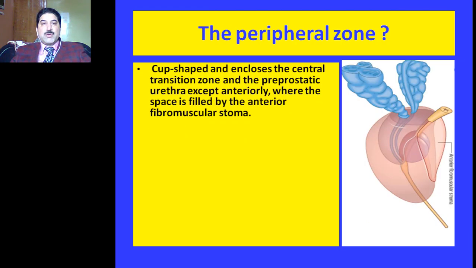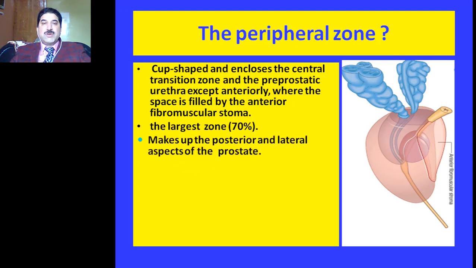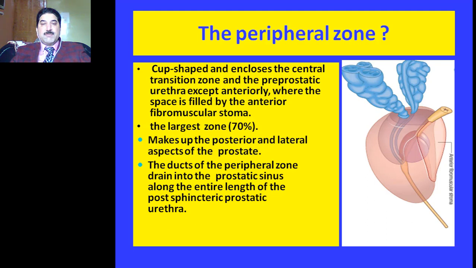The peripheral zone of the prostate is cup-shaped and encloses the central and transition zones. This is the largest zone of the prostate, accounting for 70% of glandular tissue, and it makes up the posterior and lateral aspects of the prostate. The ducts of the peripheral zone drain into the prostatic sinus.